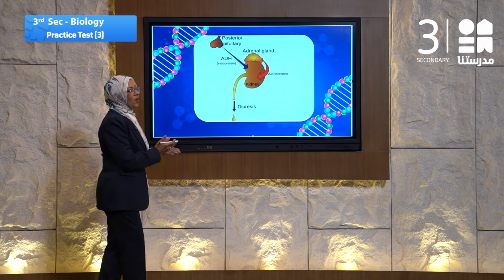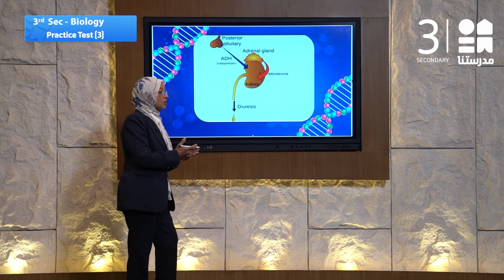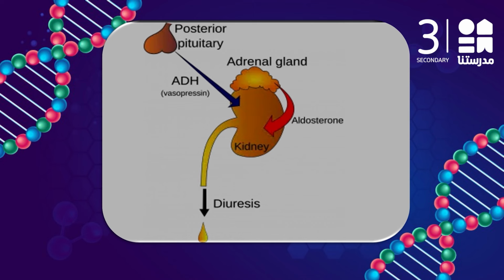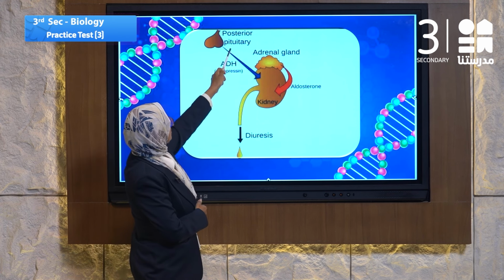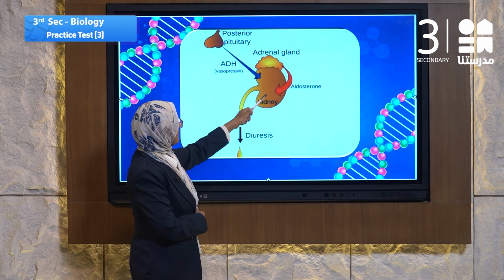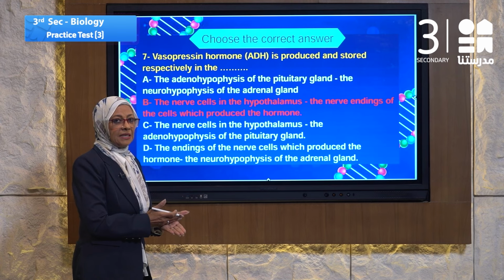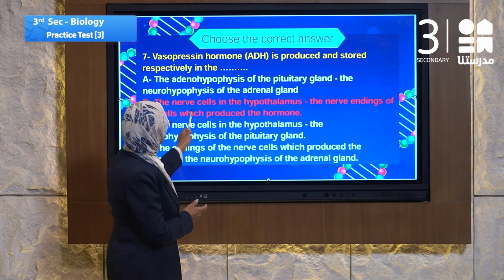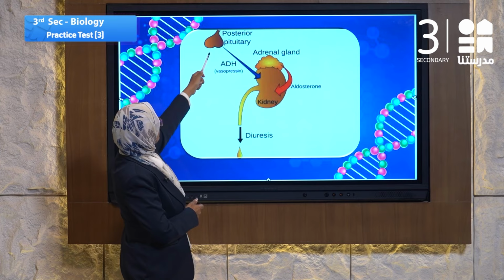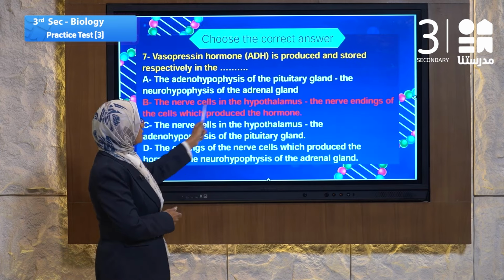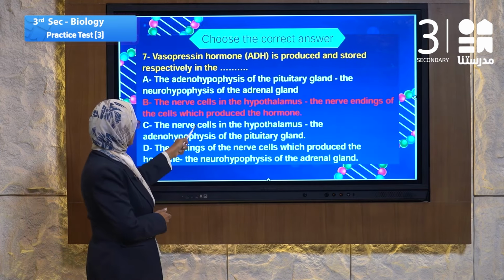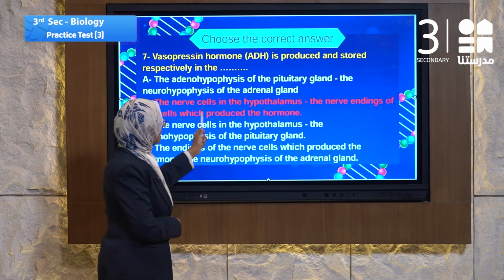Let's see where they are produced. ADH is produced from the posterior pituitary and affects the adrenal gland and aldosterone? No. They are produced from the posterior pituitary and affect the kidney to cause diuresis. So the answer must be B. They are produced from the nerve cells in the hypothalamus, then stored in the nerve ending of the cell which produced the hormone. That's the answer.